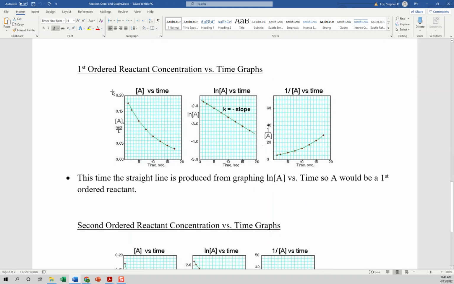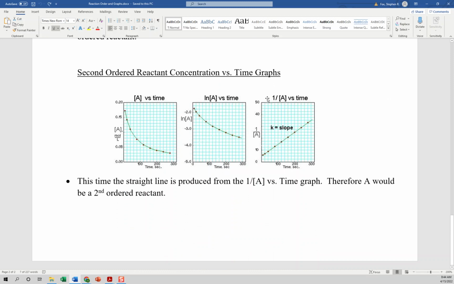Now, if you're first order, then the concentration versus time graph is not going to give you a straight line, but the natural log of the concentration versus time graph will. And 1 over concentration versus time doesn't give you a straight line either. So the only one that gives you the straight line there is the natural log. If that's the graph that gives you the straight line, then you know you're first order. And again, if you calculate the slope of that line and flip the sign, that gives you your rate constant.